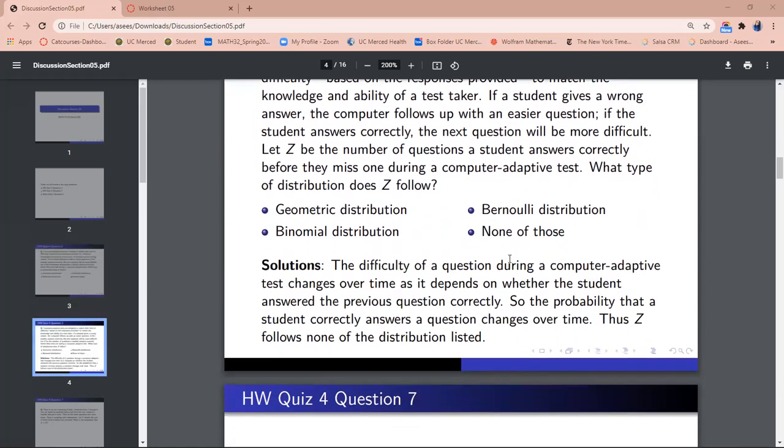And Austin, you are correct. It is none of the above because the difficulty of the question depends on what the previous answer was, right? Was it correct or was it not? The level of difficulty changes over time; it depends on whether the student answered the previous question correctly or not, right? It changes over time. That's why it's none of the above distributions. Does that make sense?